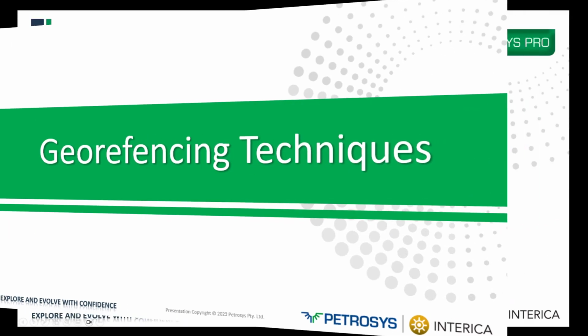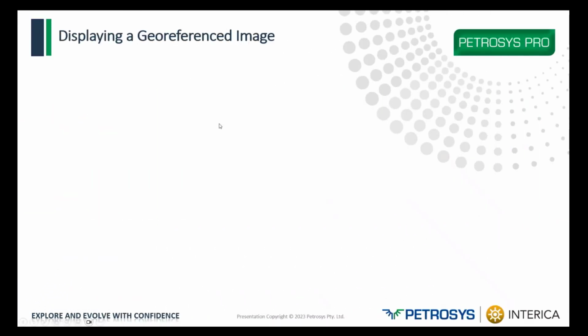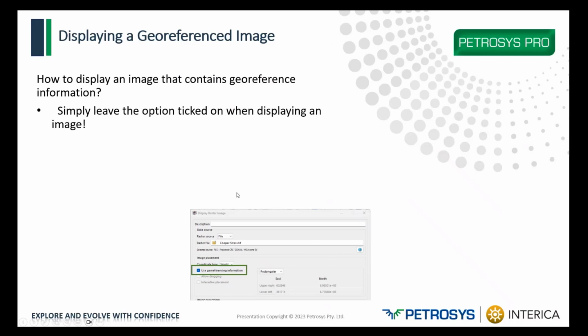So getting into displaying and georeferencing an image. We'll go into how we display an image that contains georeferenced information. To do that, we just simply display the image on the map, where that can be a raster or a PDF, and it will automatically identify that it has georeferencing information in that image and automatically turn that on to display it in the correct location.